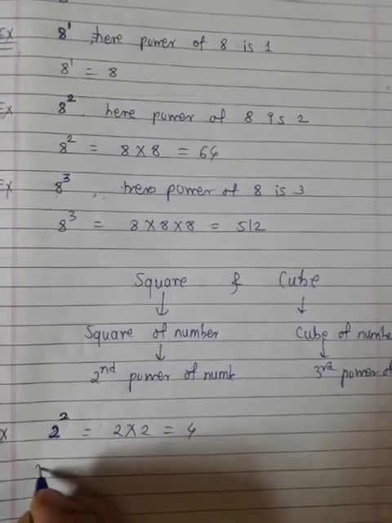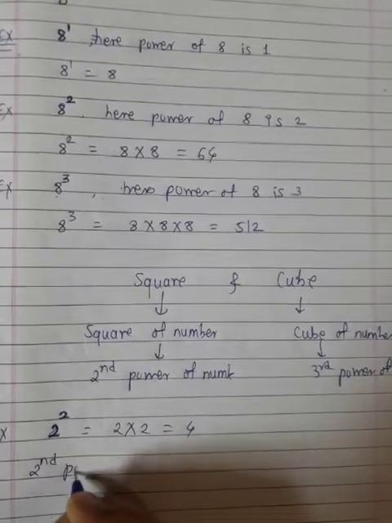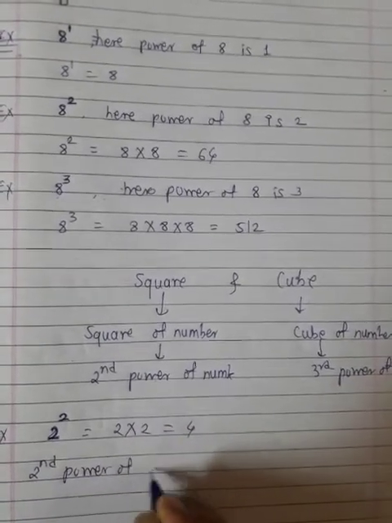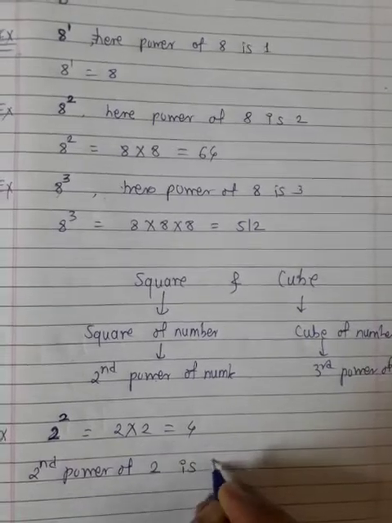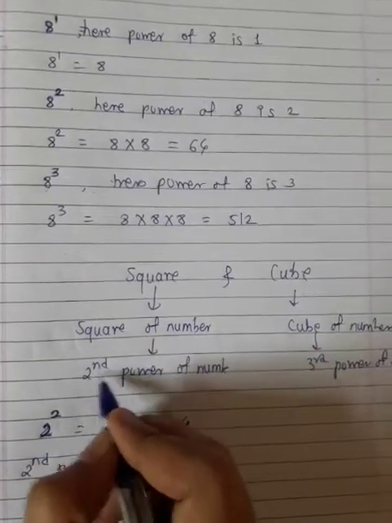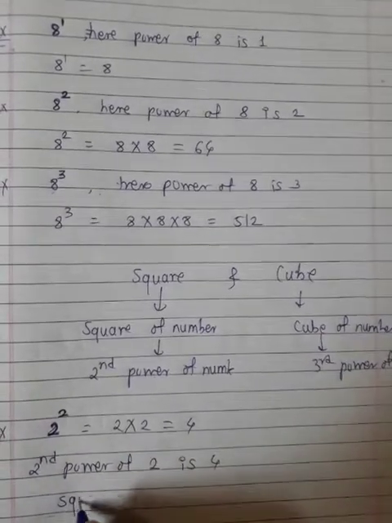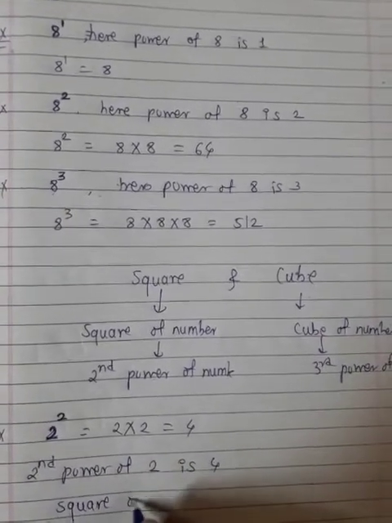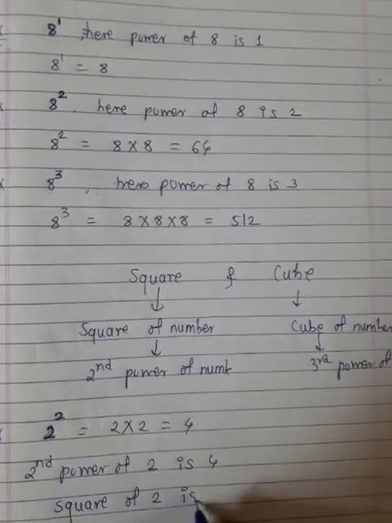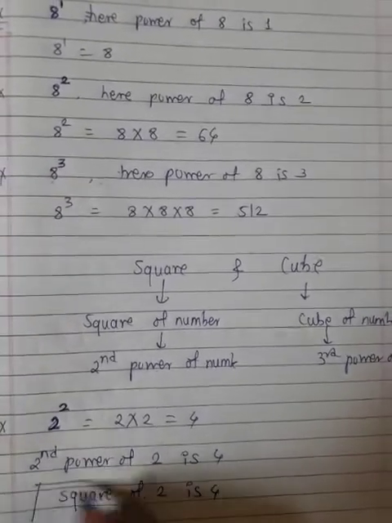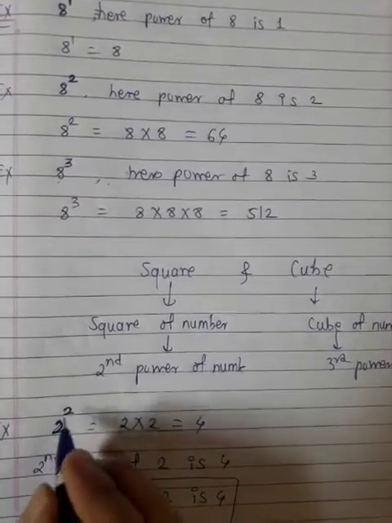Okay, so here the second power of 2 is 4, and we know second power means what? Square. So the square of 2 is 4.